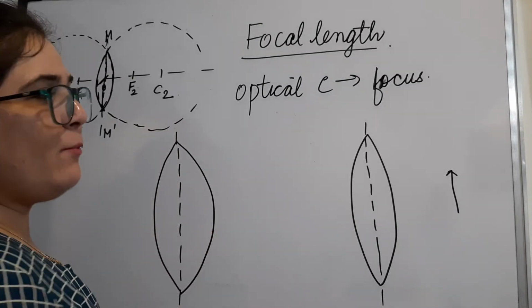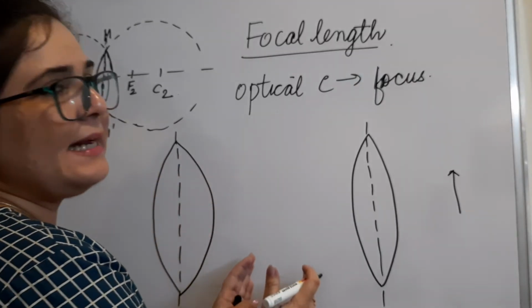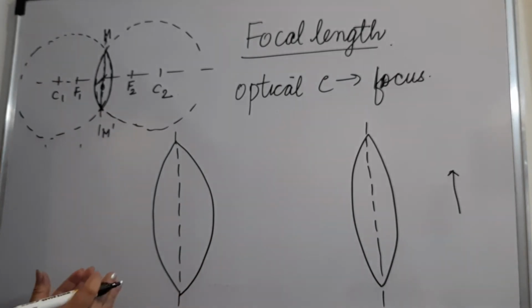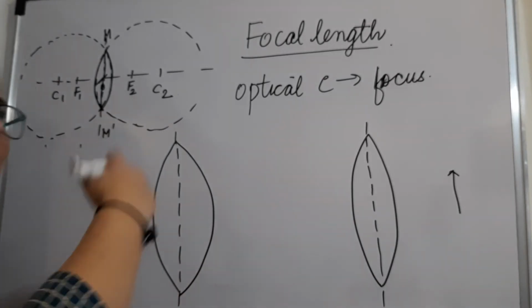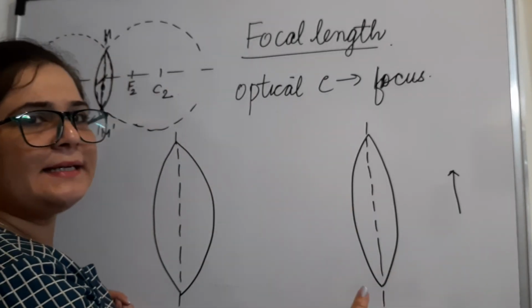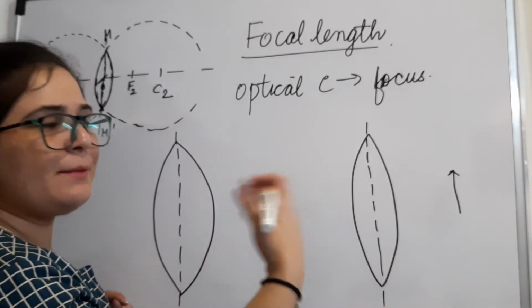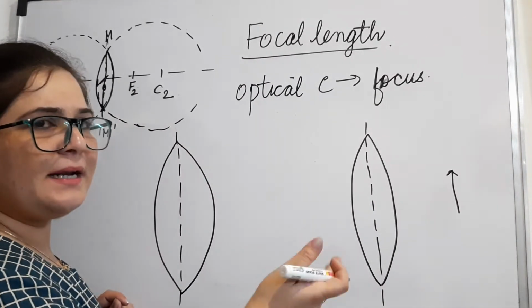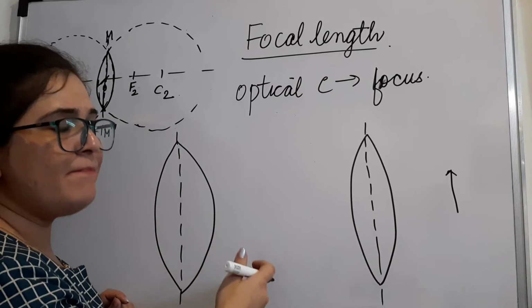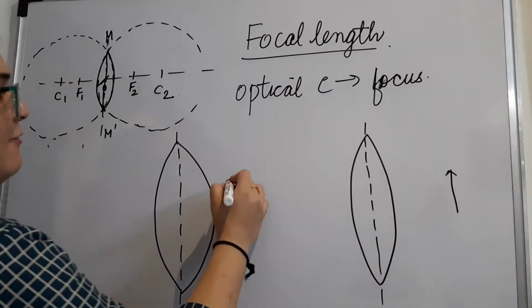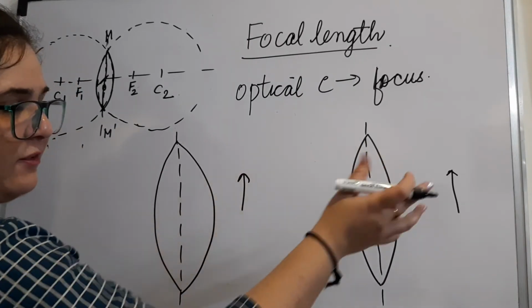Otherwise always make it a point that you are keeping the object on the left hand side, because it becomes easy for you to draw the ray diagrams. You can keep it the other side also, because basically it is a transparent medium. You keep it here or keep it there, it doesn't make any difference. But it's always better to keep the object on the left hand side. So here I have kept it over here because I don't have space on the board.